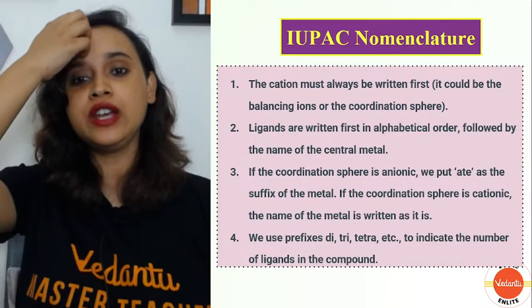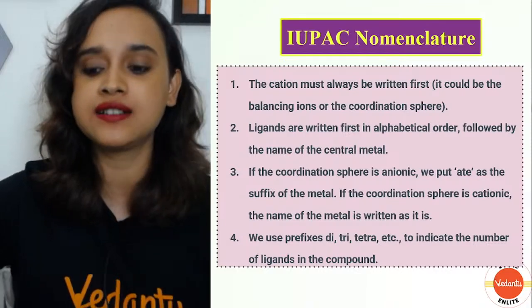Now, can we do the IUPAC nomenclature? But before this IUPAC nomenclature, I am going to write down something here, which I want you all to also write down. Make a table, okay? And even before that, we also have to learn how to find the oxidation number for the metal, okay? So, first of all, write down this table, okay?